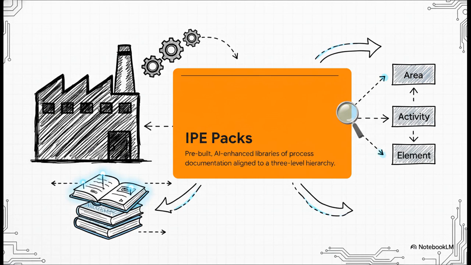These are honestly incredible. They're pre-built, AI-enhanced libraries of process documentation, like SOPs and KPIs, structured in a strict 3-level hierarchy: area, activity, and element. Just think about the power of this for a second. Whether you're in injection molding or pharmaceutical manufacturing, you are not starting from scratch. You take these pre-validated libraries and just configure them to your site. It is an absolute game changer for speeding up deployment.